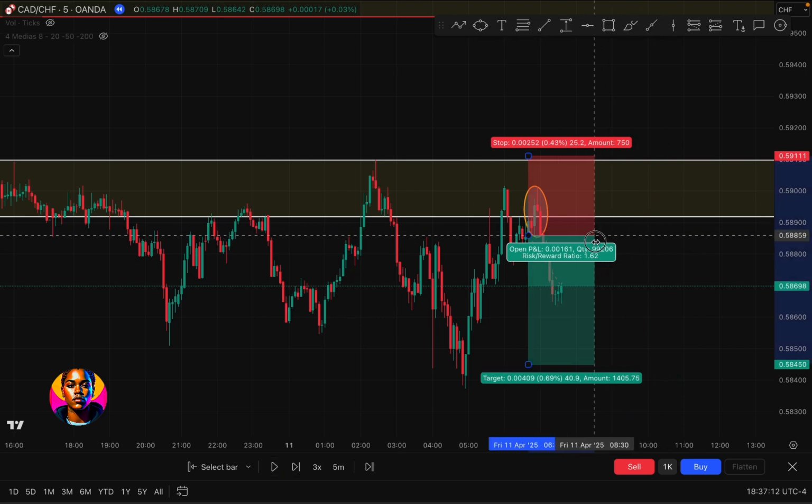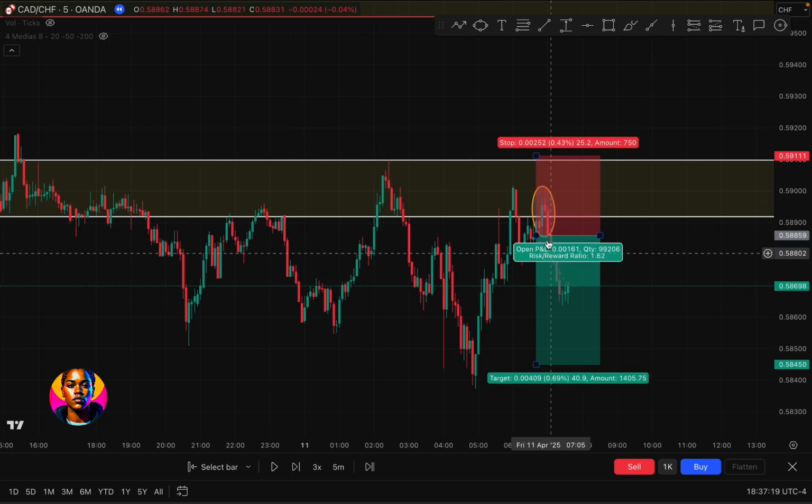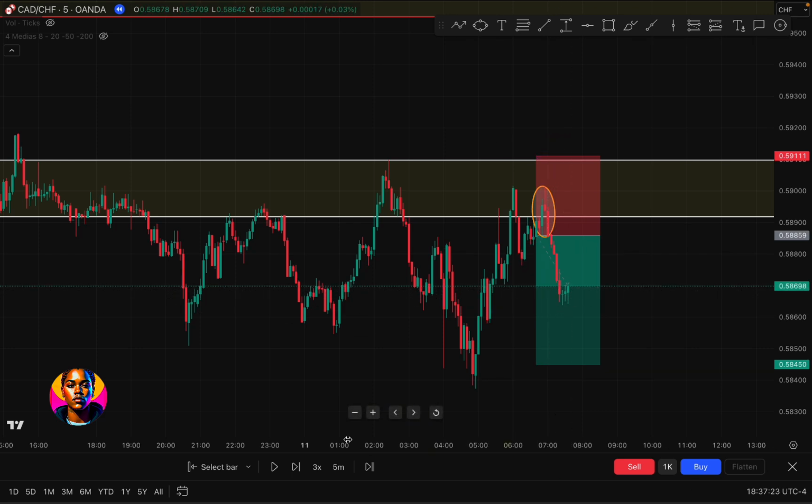And this is the part where things got a little tricky for me, because I was in my trade. When I'm this far in profits, I usually put my stop loss at break even. So this is what this trade did. It actually came back up to my entry, and then it shot back down to my target.